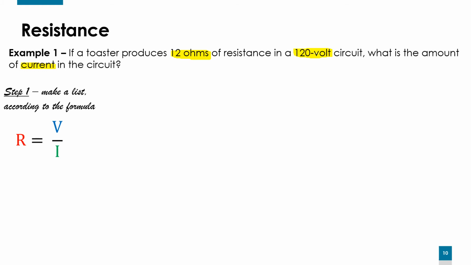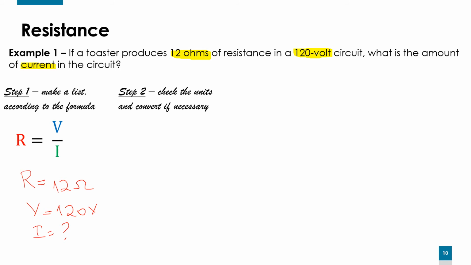I have here the resistance is 12 ohms. My voltage is 120. And my current, I don't know yet. So first step, done. Now check the units and convert if necessary. Here it's in ohms, so it's fine. The voltage is in volts, it's fine. So my current will be in amperes.